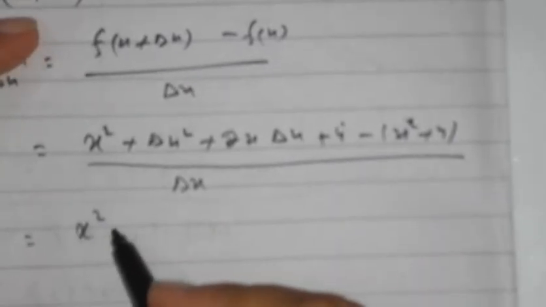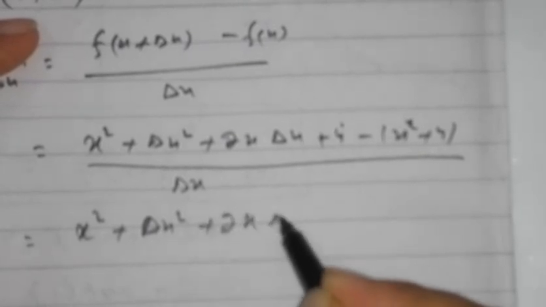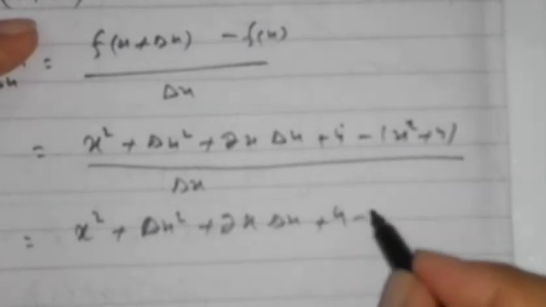Now we can write it as x square plus del x square plus 2x del x plus 4 minus x square minus 4 divided by del x. Cancel this 4 with this, and x square with this. We get del x square plus 2x del x divided by del x. Take del x common. So here we get del x times (del x plus 2x) divided by del x. This cancels with this. We get del x plus 2x.